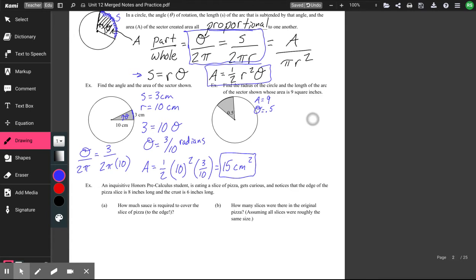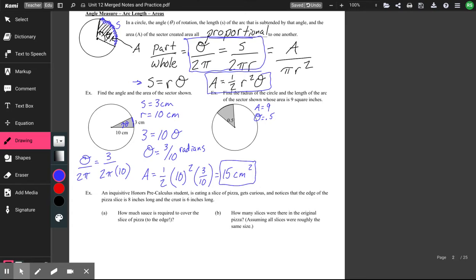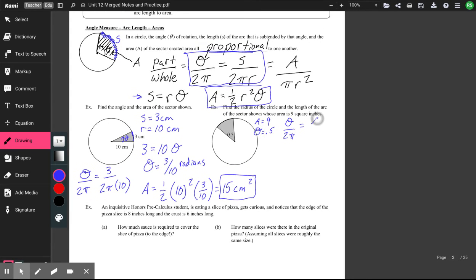And we set up all of these proportions. These different ratios are proportions because they're all equal to one another. So the angle of rotation, the length of the arc length subtended by that angle, our area, all of those proportions are equal. So in this case, if I only know the area and theta, I'm going to use theta over 2 pi is equal to the area over pi r squared.